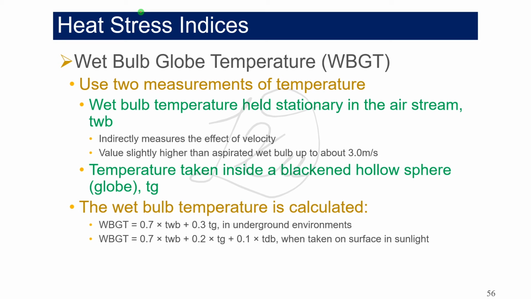In underground environments, use this equation: 0.7 times the wet bulb temperature plus 0.3 times the globe temperature. If it's taken on surface in sunlight, this equation is used: 0.7 times the wet bulb temperature plus 0.2 times the globe temperature plus 0.1 times the dry bulb temperature.